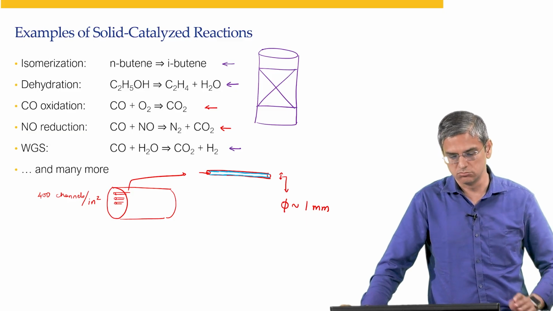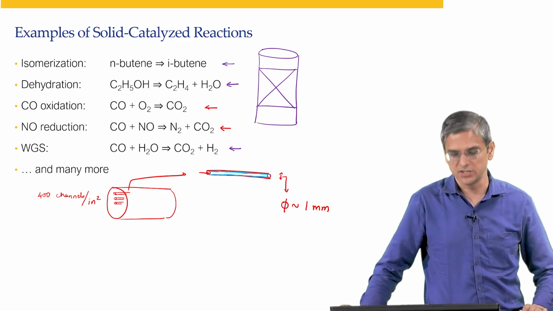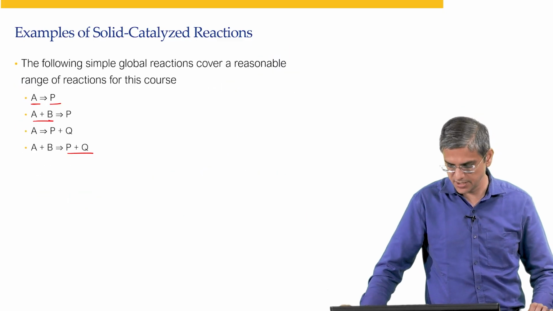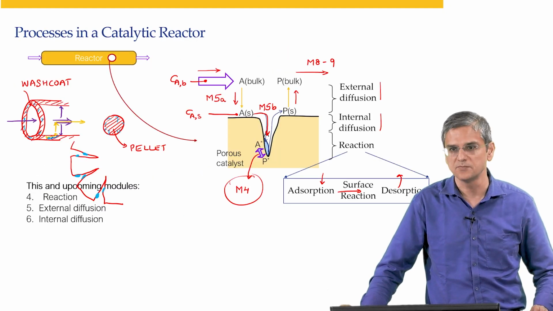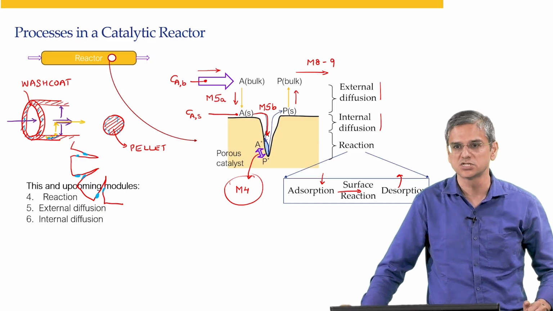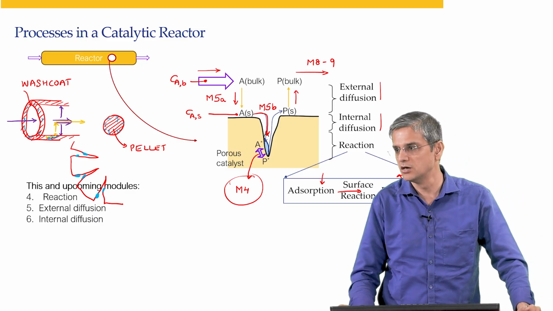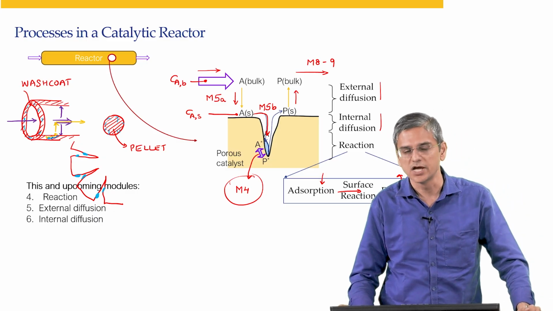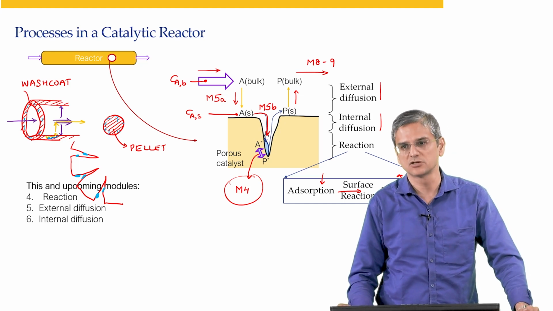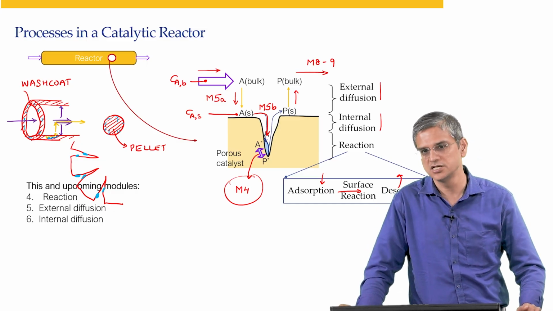Okay. Now, we talked about where all solid catalyzed reactions are used. We talked about what the various processes are that are happening in any solid reaction that is taking place. There is external diffusion, there is diffusion within the pores, there is reaction on the surface of the active catalyst. Okay. Those reactions typically involve multiple steps. The most common steps are adsorption, surface reaction and desorption steps.